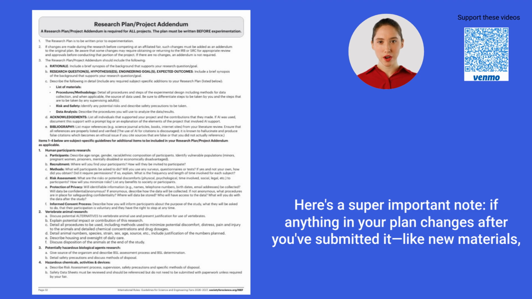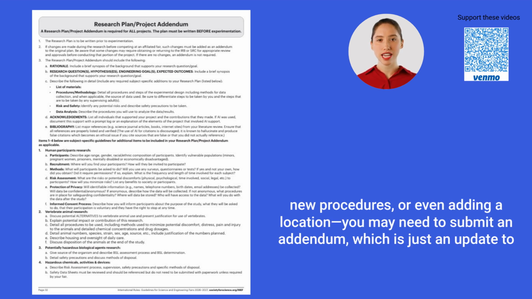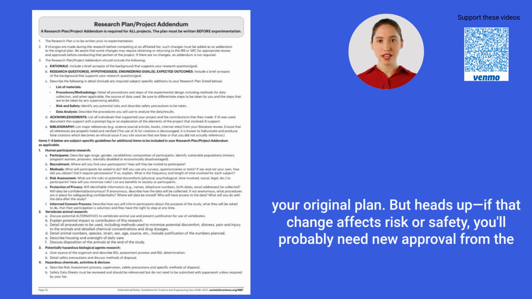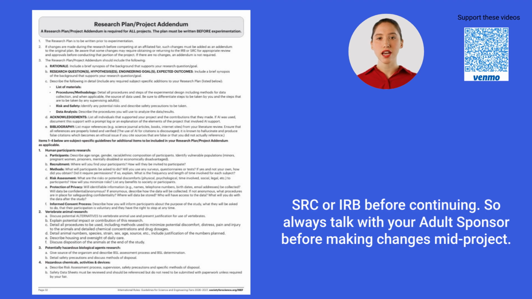Here's a super important note. If anything in your plan changes after you've submitted it, like new materials, new procedures, or even adding a location, you may need to submit an addendum, which is just an update to your original plan. But heads up, if that change affects risk or safety, you'll probably need new approval from the SRC or IRB before continuing. So always talk with your adult sponsor before making changes mid-project.